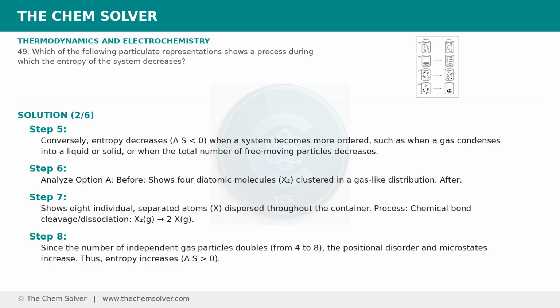Analyze option A. Before shows 4 diatomic molecules, X2, clustered in a gas-like distribution. After shows 8 individual, separated atoms, X, dispersed throughout the container. Process, chemical bond cleavage/dissociation, X2 gives 2X. Since the number of independent gas particles doubles, from 4 to 8, the positional disorder and microstates increase. Thus, entropy increases, delta S greater than zero.